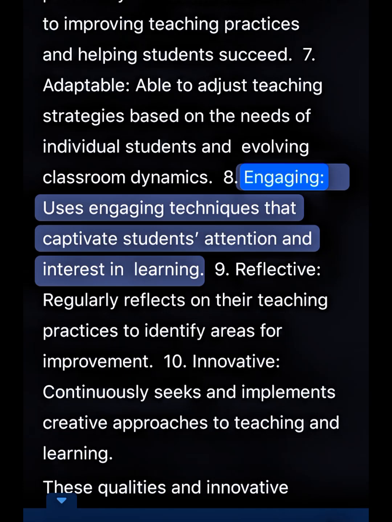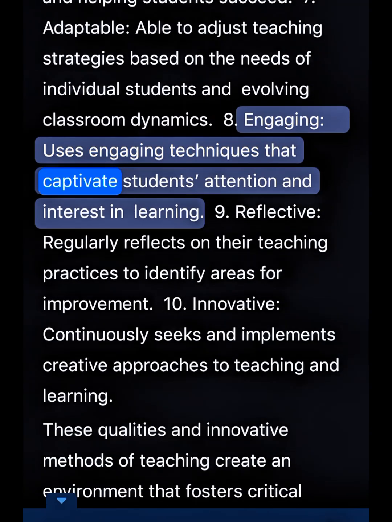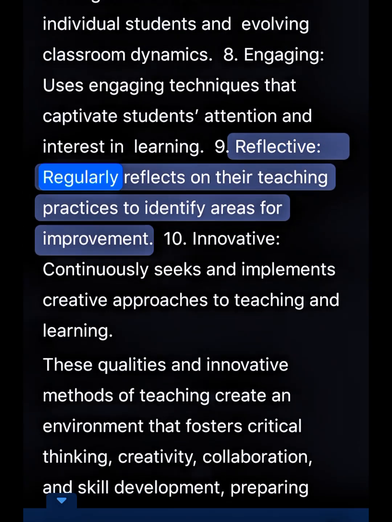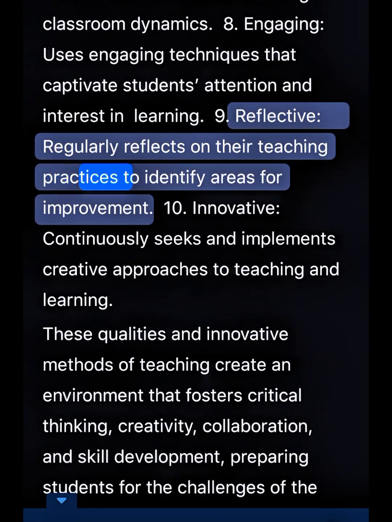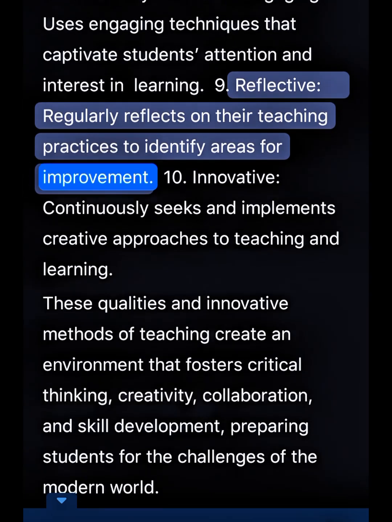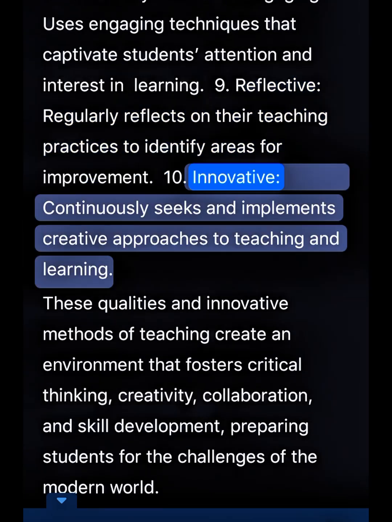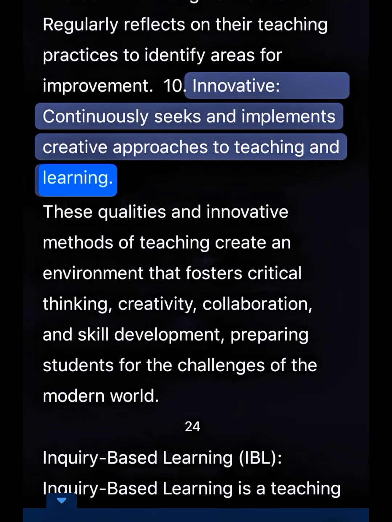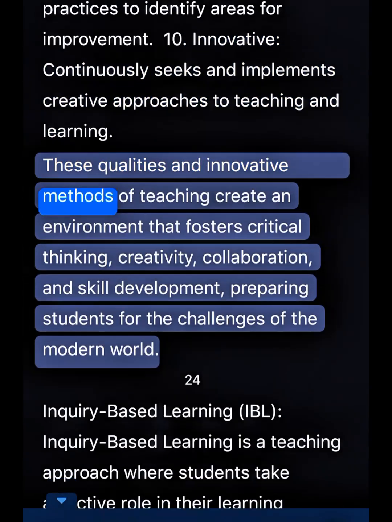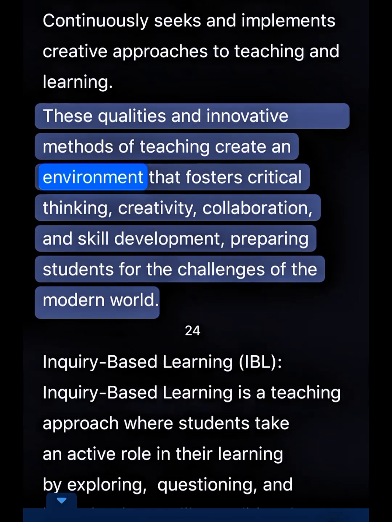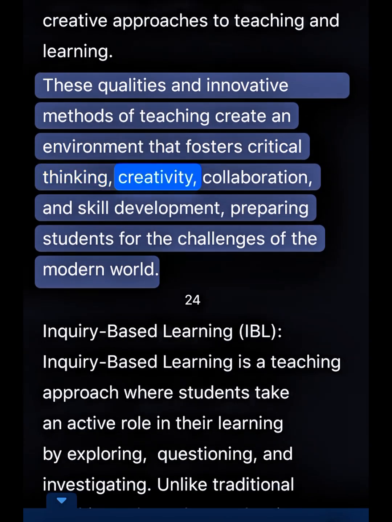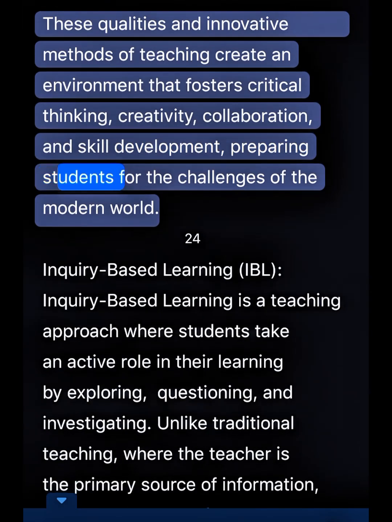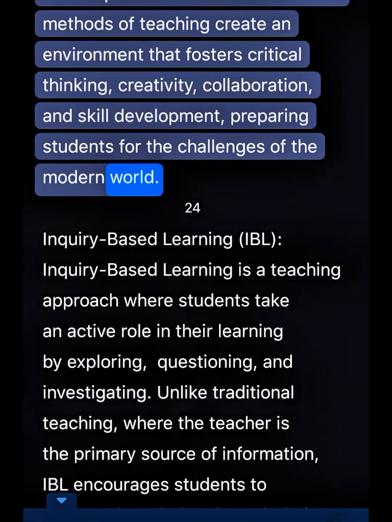8. Engaging: uses engaging techniques that captivate students' attention and interest in learning. 9. Reflective: regularly reflects on their teaching practices to identify areas for improvement. 10. Innovative: continuously seeks and implements creative approaches to teaching and learning. These qualities and innovative methods of teaching create an environment that fosters critical thinking, creativity, collaboration, and skill development, preparing students for the challenges of the modern world.